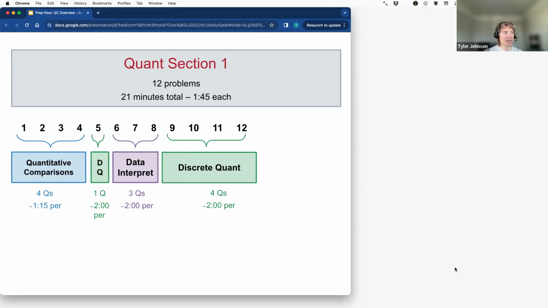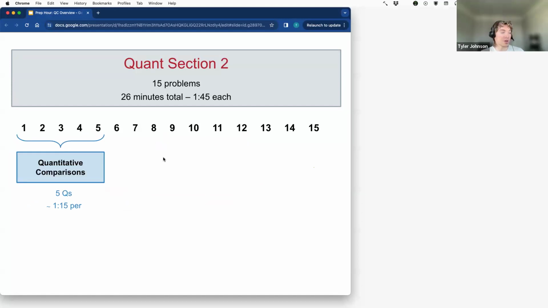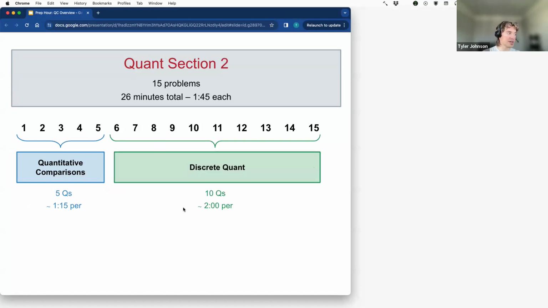And then you'll close your introductory section with some more discrete quant. Your second math section looks similar, but it's going to be a little bit longer. Rather than 12 questions, the second one you see is going to be 15 questions, but still you start with quantitative comparisons, though there's going to be 5 on your second section versus 4 on the initial. And in your second section, there is no data interpretation. So after those 5 QC questions are done, it's all discrete quant until you get to the end of the section. So QC, it's always the first 4 or 5 questions you see on your section.